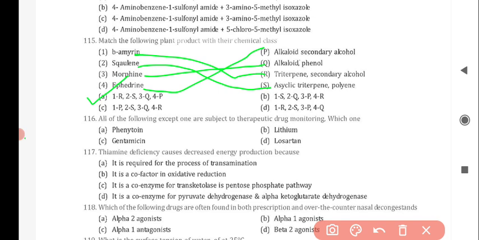Next question is, all of the following except one are subject to therapeutic drug monitoring. Which one? And the correct answer is option A, phenytoin. Next question is, thiamine deficiency causes decreased energy production because, and the correct answer is option D, that is, it is a coenzyme for pyruvate dehydrogenase and alpha ketoglutarate dehydrogenase.